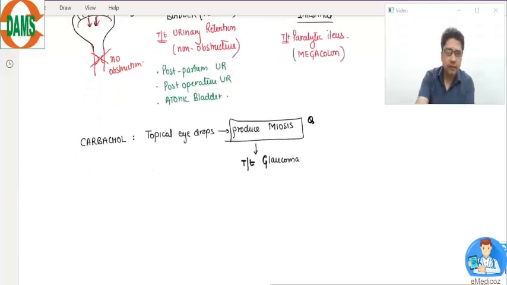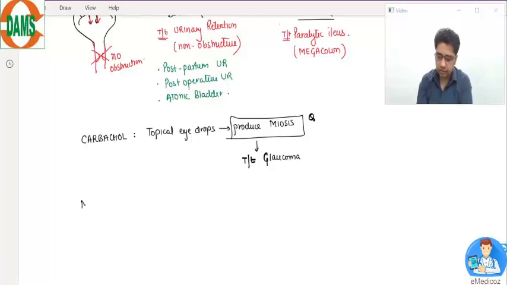And the last drug you will write is methacholine. And mark this drug. This is an important drug.